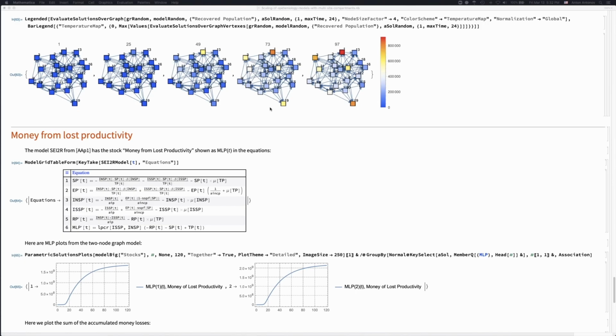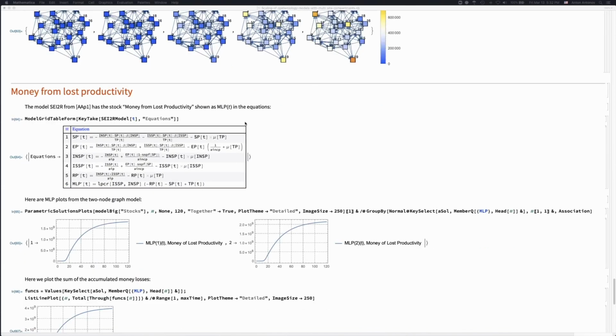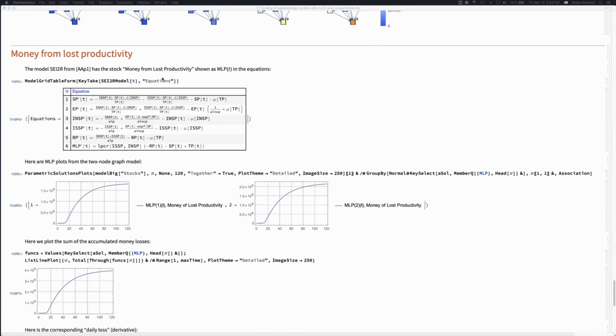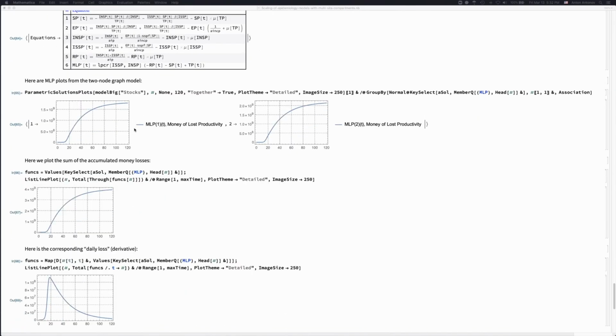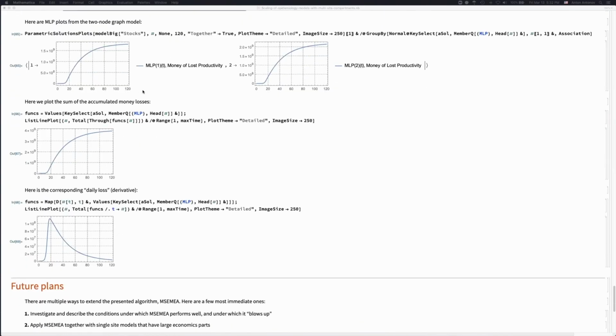I do actually want to include the economics component and how the economics of the situation is going to influence the propagation of the disease. And so that's why in my simple model, I do have a money equation. This is the money loss from productivity equation, and I am able to follow it and see what is happening with it.